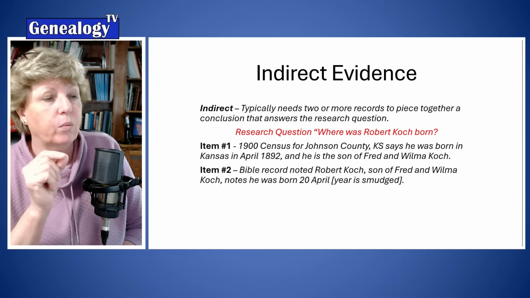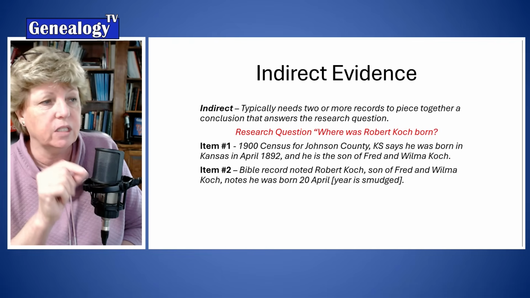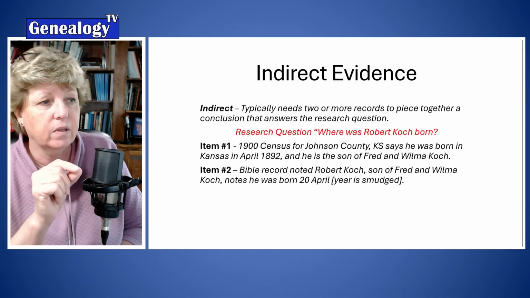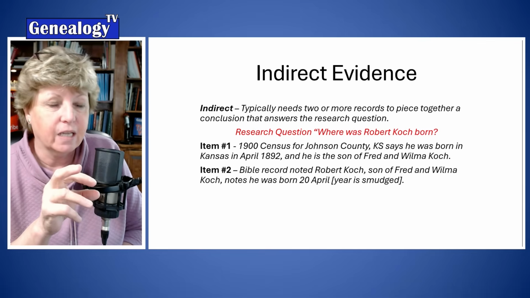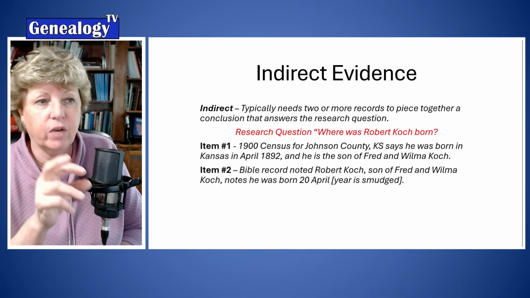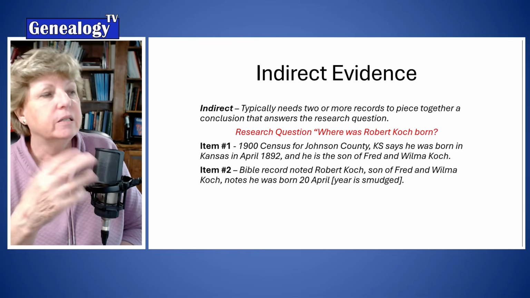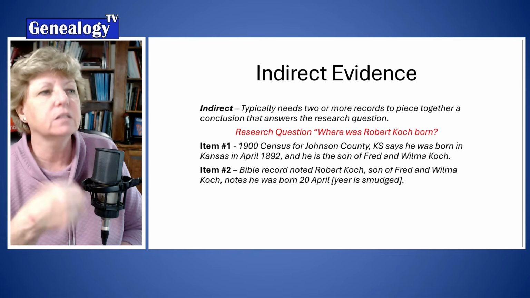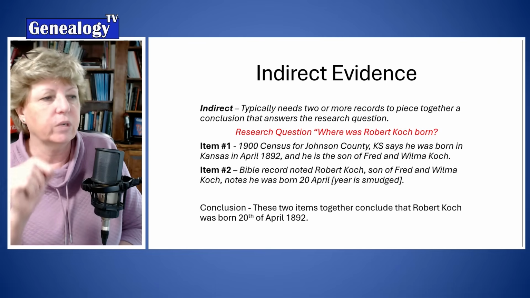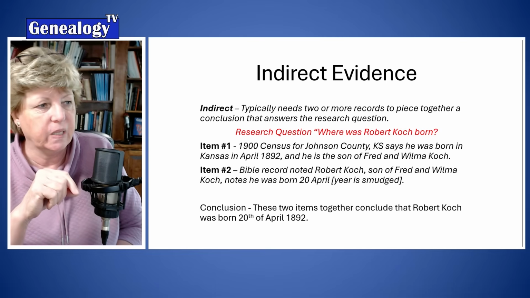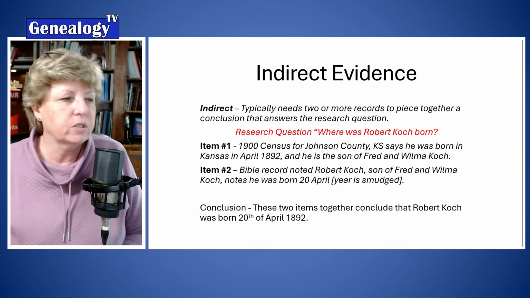Okay. So collectively, the 2 of these together, April 1892 plus the 20th of April, we can tie these records together because Fred and Wilma Koch are both named as the parents in these records. So we know we have the right records. We have the full birth date of the 20th of April, 1892. Okay, so that much we know.